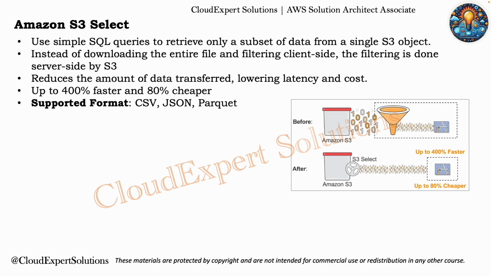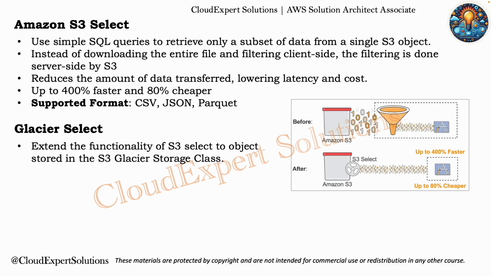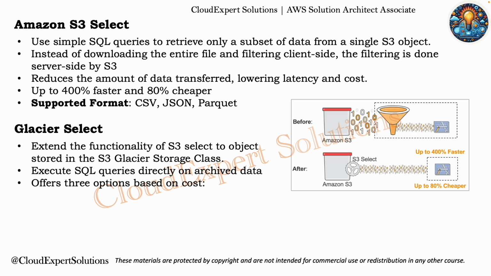Now you must be thinking, what about your archive data in S3 Glacier? Does the same logic apply? The answer is yes, it does. But the name is Glacier Select. Glacier Select lets you run SQL queries directly on your data stored in Glacier without having to restore the entire archive first. This is a game changer feature for analytics on cold data, and you have a few options for how quickly you want your data to be returned.